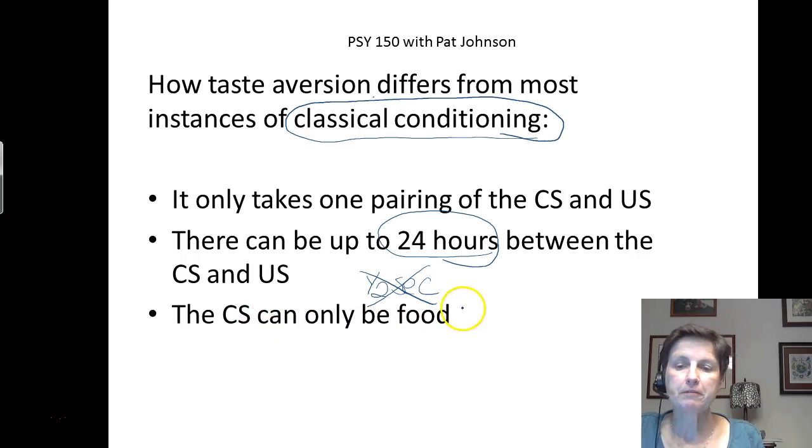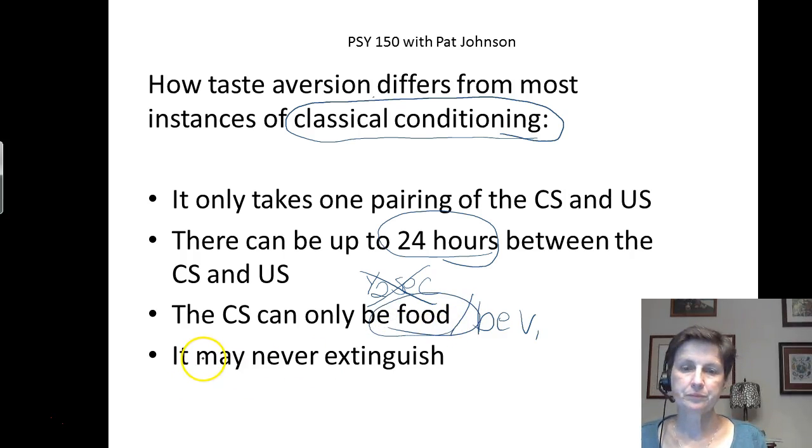The CS can only be food or a beverage. In other words, think about the other stuff I did that day. I walked the dog, I watched television, I studied. None of those things that preceded getting the flu caused me to develop an aversion to them. The only thing that I got an aversion to was that food. And the last thing to know about taste aversions is they may never extinguish. They can be really hard to get rid of. Some people do get rid of their taste aversions, but I also know people who have had taste aversions that lasted 70 or more years.